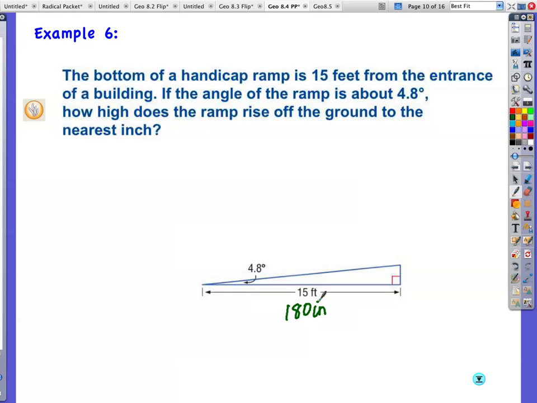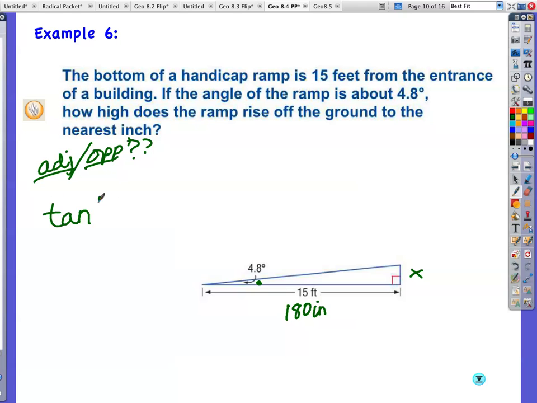So now, I'm looking from the view of this angle. I have an adjacent, and what do they want us to find? How high does the ramp rise off the ground? So that's the X over there. So I have an adjacent, and I have an opposite, right? So which one am I going to use with adjacent and opposite? That will have to be tangent.